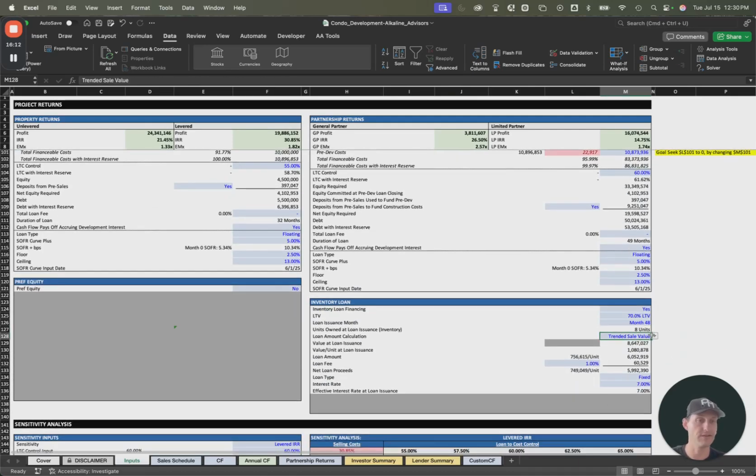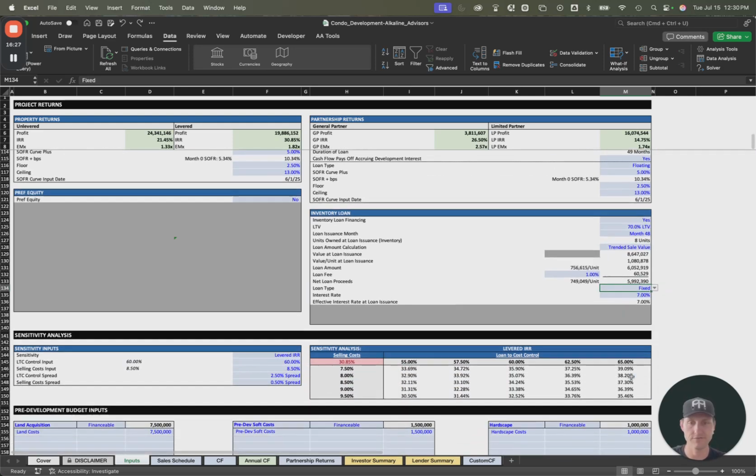But you can choose if it's trended or untrended or dollar per unit. So if the lender says, hey, we'll just assume all these units are X dollars, we can load that in here, and then you can take an LTV of that figure and fees, and then you can choose if it's fixed or floating.